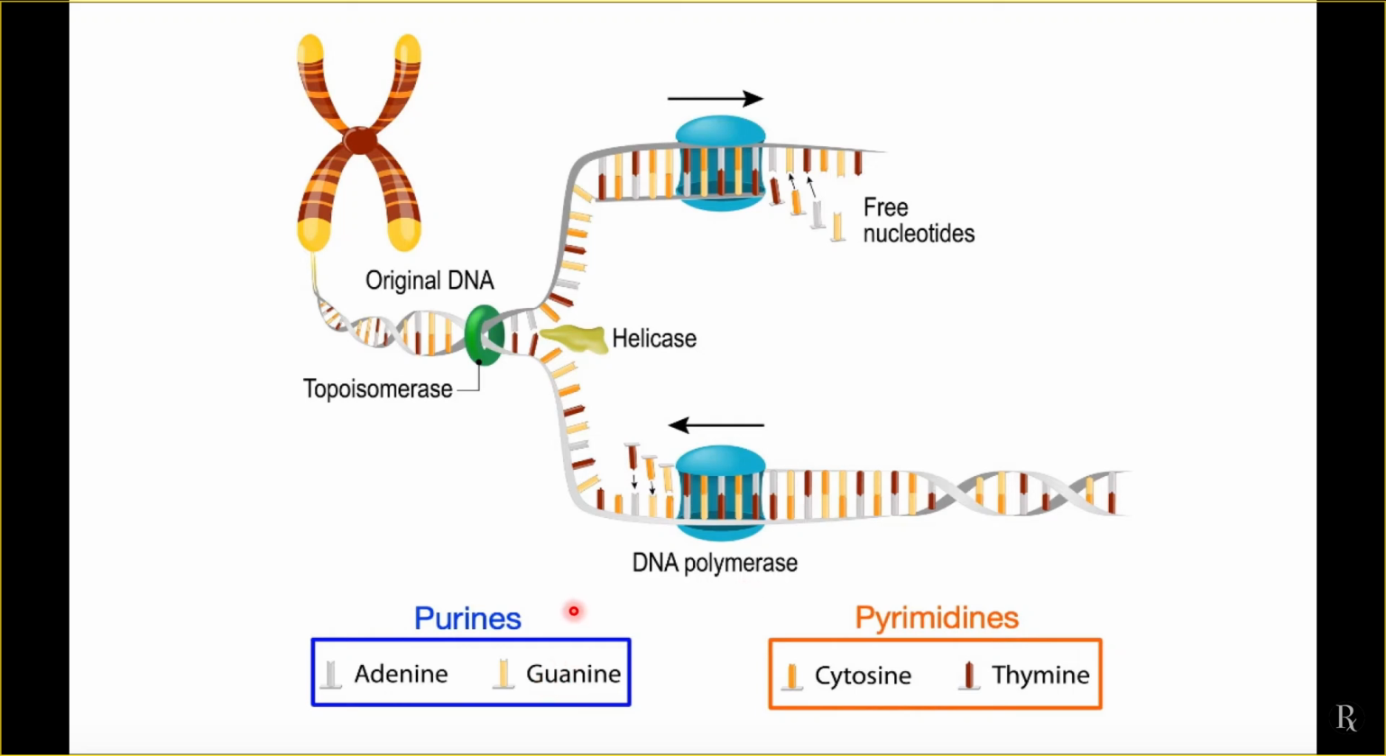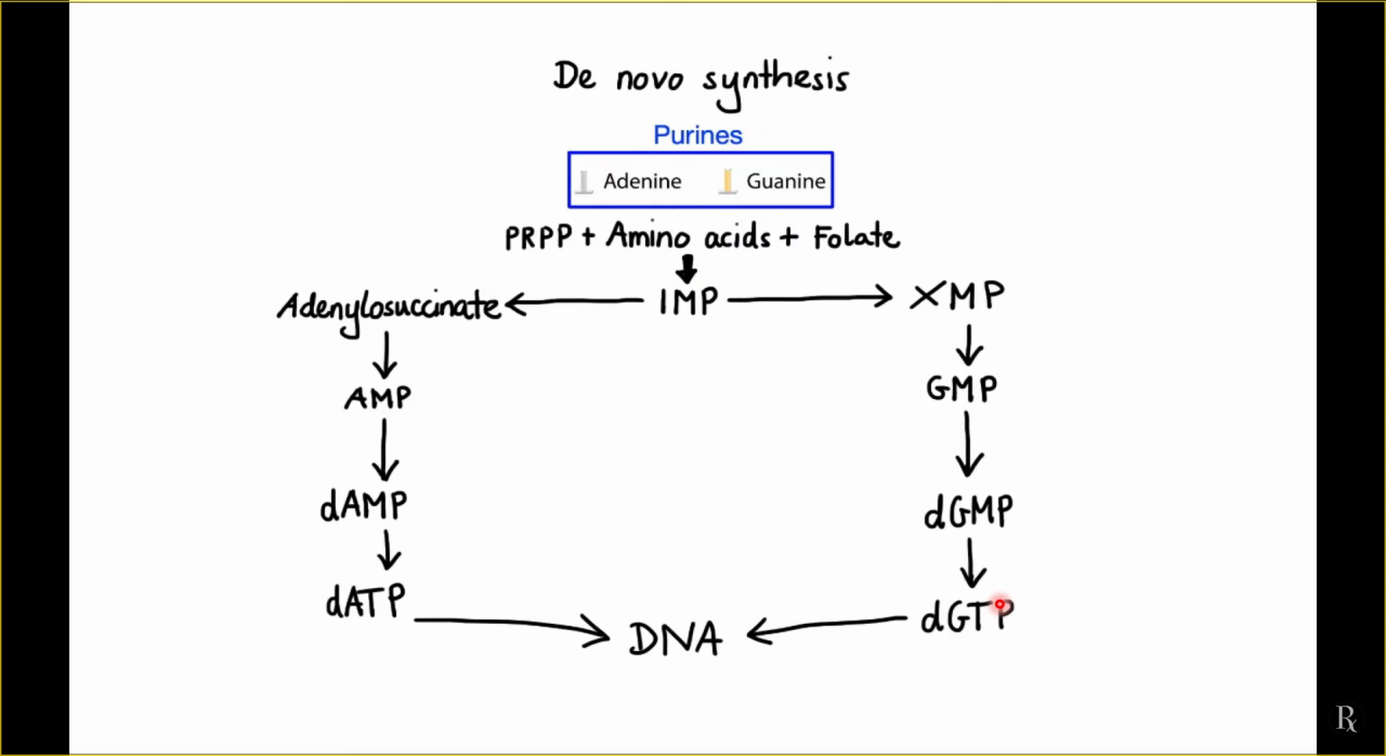So most of the drugs will affect either the enzymes or the analogs of these purines or pyrimidines. So let's talk about the purines synthesis influence. And purines, both adenine and guanine, are synthesized from the inosine monophosphate that is produced from the pyrophosphate, amino acids, and folate.